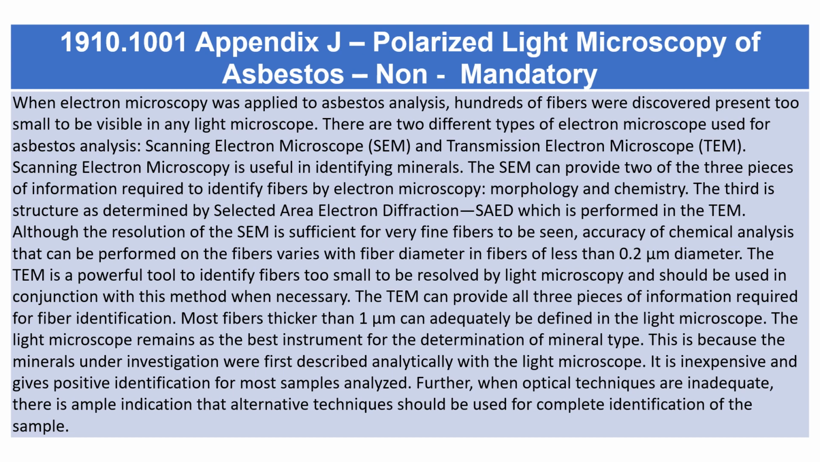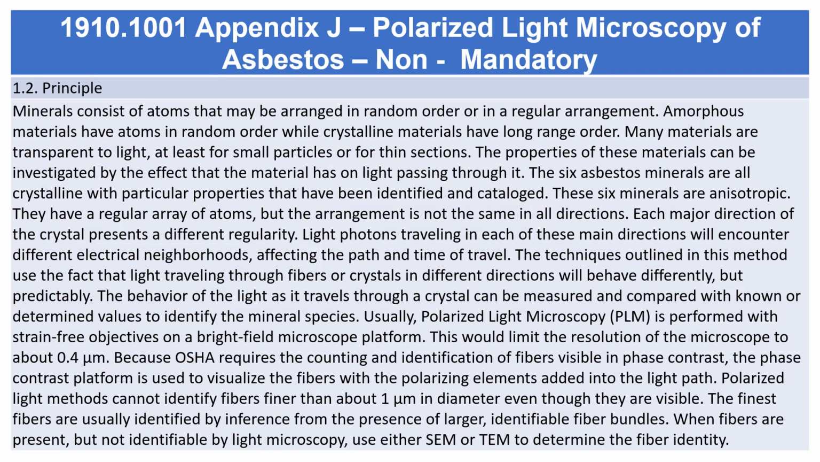Most fibers thicker than 1 µm can adequately be defined in the light microscope. The light microscope remains as the best instrument for the determination of mineral type. This is because the minerals under investigation were first described analytically with the light microscope. It is inexpensive and gives positive identification for most samples analyzed. Further, when optical techniques are inadequate, there is ample indication that alternative techniques should be used for complete identification of the sample.